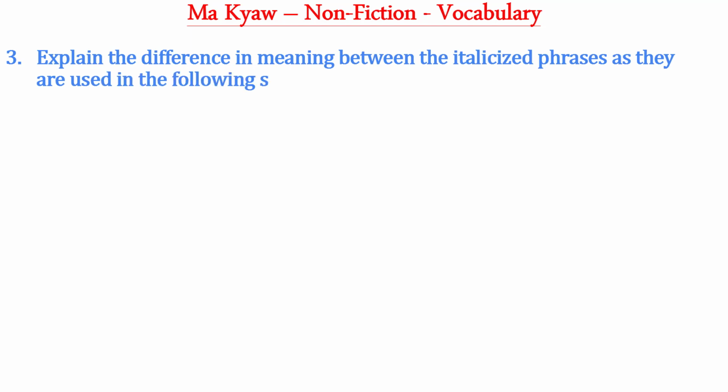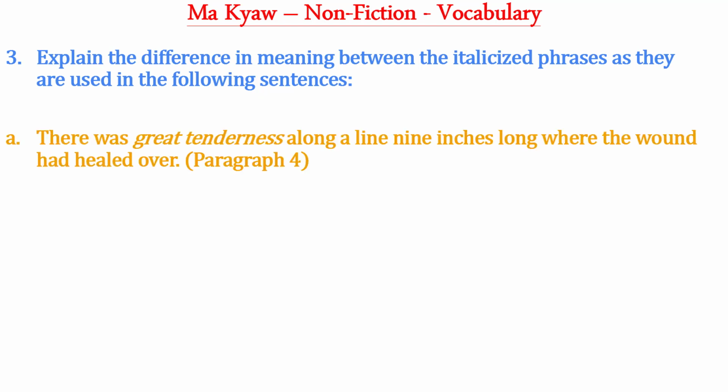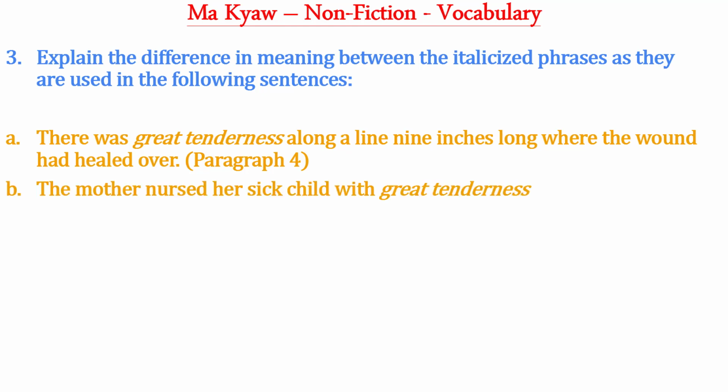Question number 3. Explain the difference in meaning between the italicized phrases as they are used in the following sentences. Part A. 'There was great tenderness along a line 9 inches long where the wound had healed over.' This sentence is from paragraph number 4. Part B. 'The mother nursed her sick child with great tenderness.' So what we need to do in this one, we need to explain the meanings of the word tenderness in these two parts.